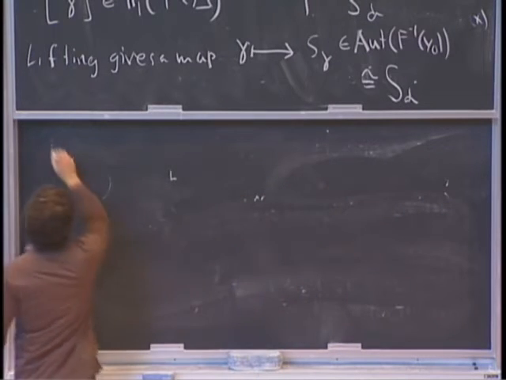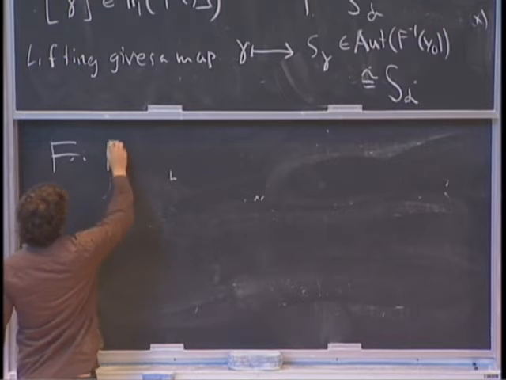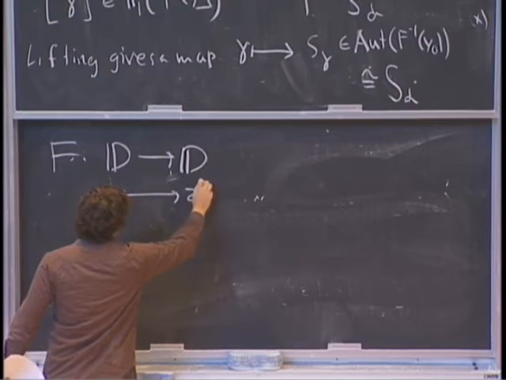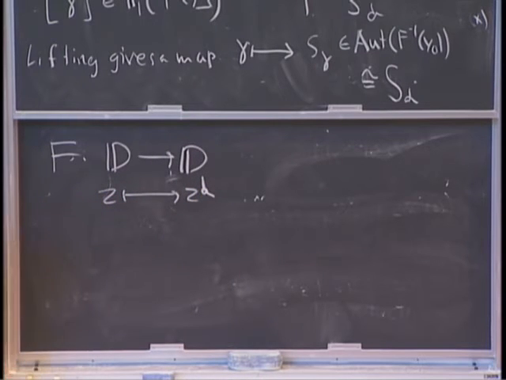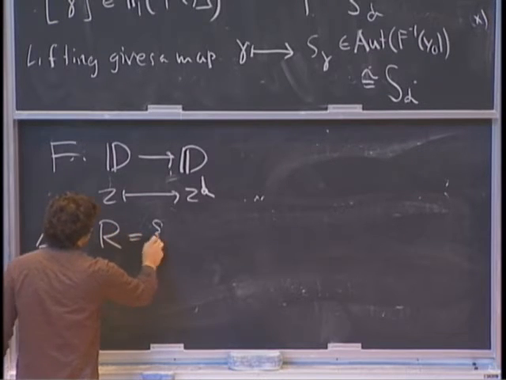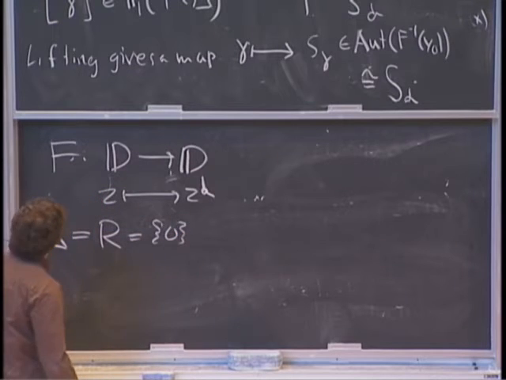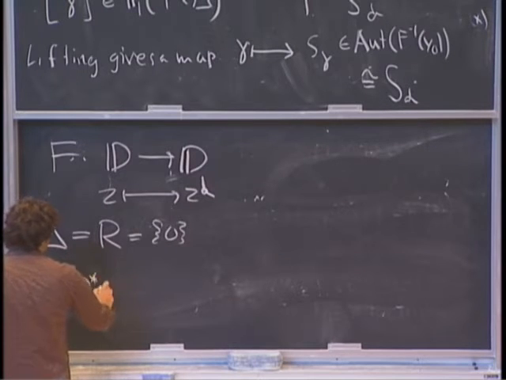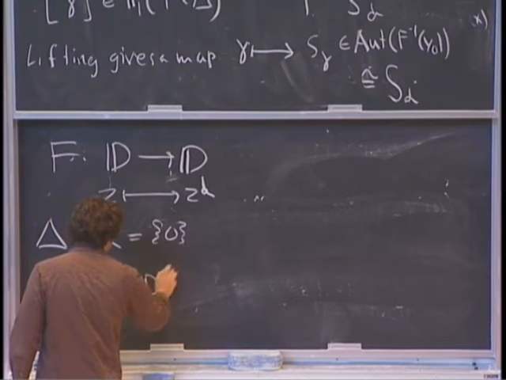Let's just consider the map F that takes the unit disk to the unit disk, where z gets sent to z to the n, or z to the d, say. Okay? So what is delta in this case? Or what is r in this case? It's the origin, right? So r is equal to delta is equal to the origin, right? So we have a cover from an annulus, so we have F0, which takes d star to d star.